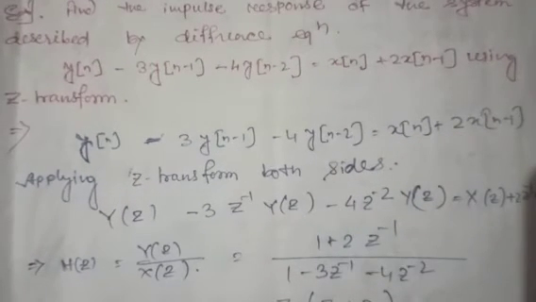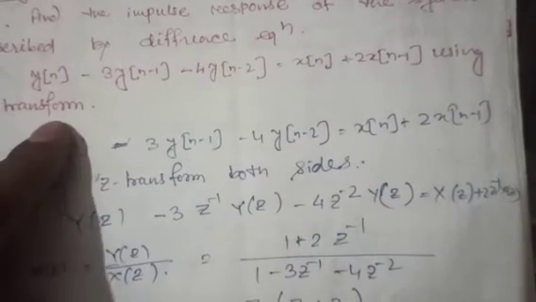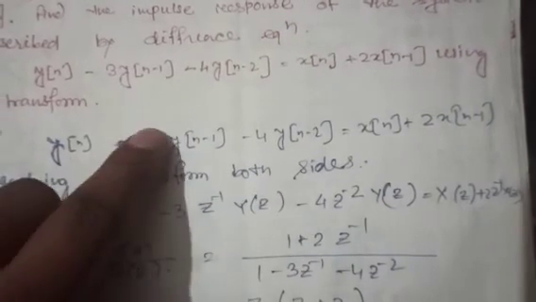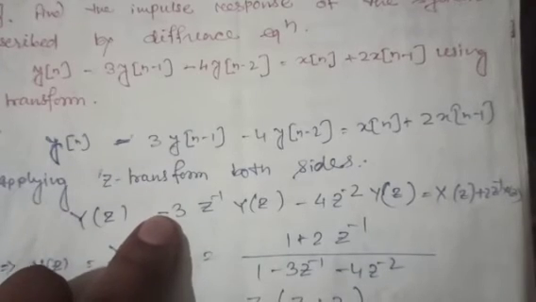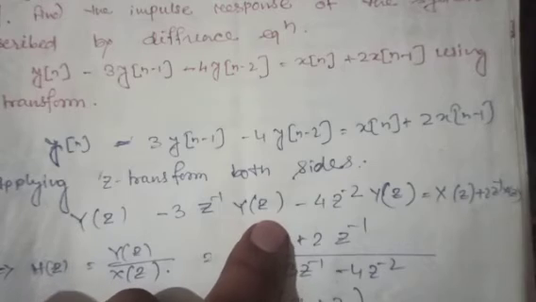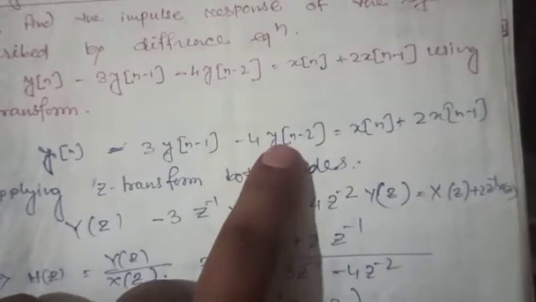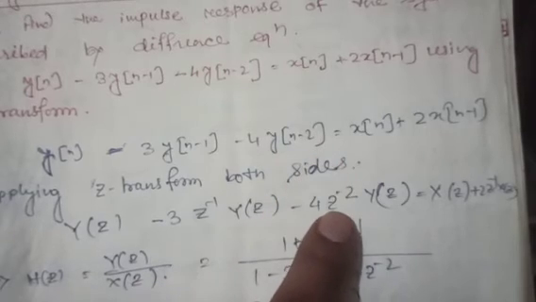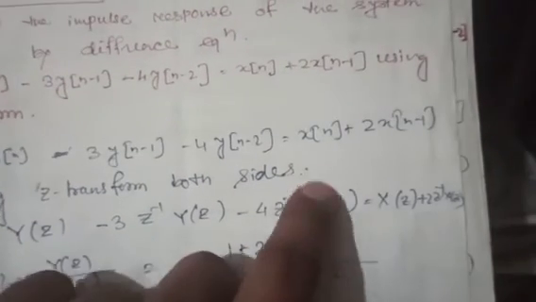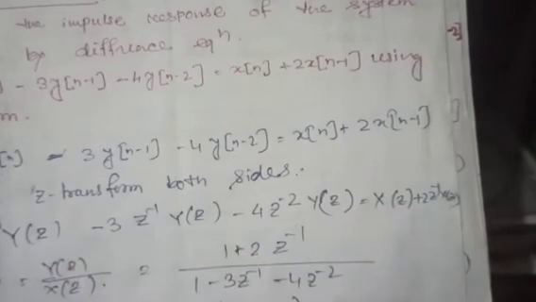Now if we apply the Z transform along with its properties, you will see that y of n becomes y of z, minus 3, since Z transform is linear, y of n minus 1 means z inverse y of z, applying the shifting property. So minus 4, since it is y of n minus 2, it will be z to the power minus 2 y of z. And similarly it is x of z plus twice z inverse x of z.